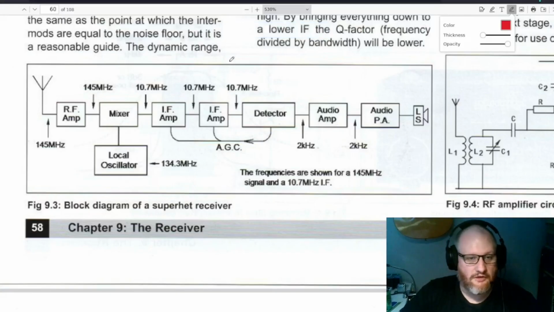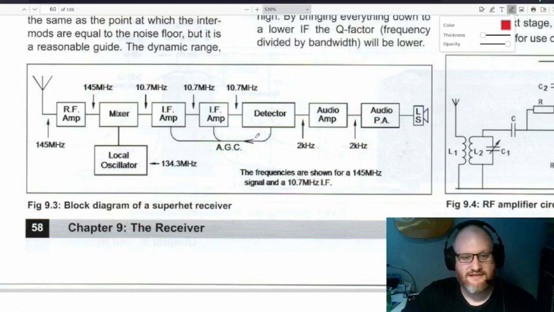loudspeaker. So what we have here is a system where everything after this point is optimized for a particular frequency. That means our filters and our amplifiers can be super sensitive and super selective, bang on 10.7 megs. Rather than trying to move those very precise, sensitive, selective components around, we're changing what we're putting in to align to our super selective and super sensitive components.